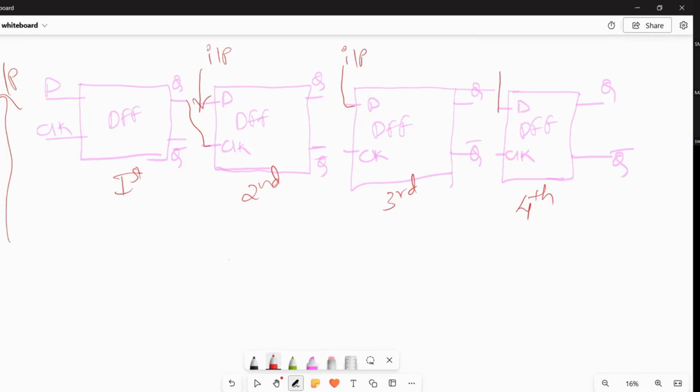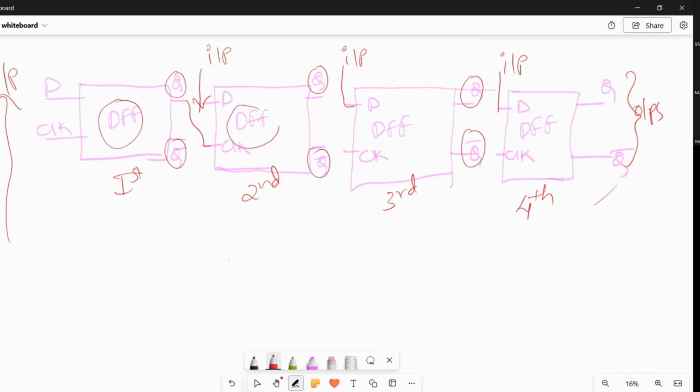Where is the output? Here, these two are the outputs. Outputs of what? Total circuit, last stage. This Q and Q bar are outputs for first flip-flop. Similarly, this Q and Q bar are second flip-flop's outputs. This Q and Q bar are third flip-flop's output. But this Q and Q bar are outputs for fourth flip-flop.